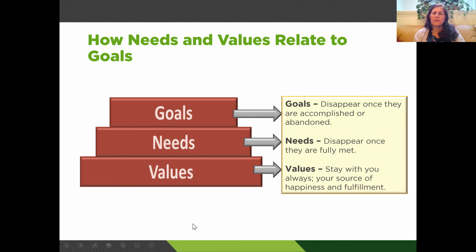So how do needs and values relate to goals? Well, our ultimate goal is to live a life built on our core values. That's where happiness comes from. That's where joy comes from. So the pursuit of happiness, the pursuit of living a happy and fulfilled life, that's what we're all wanting. And when we're at our happiest, we're also at our most effective. So it's not selfish to want to be happy.